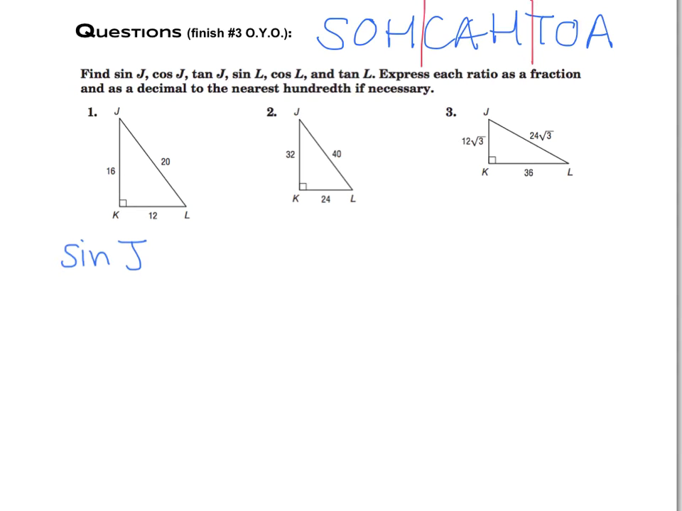If we want sine, we want the opposite of angle J over the hypotenuse of that triangle. Well, the hypotenuse is easy. We know that's 20. We just need to know, is it 12 or is it 16 that's opposite J? And I hope you can agree with me that the opposite is going to be 12. So that's sine of J.